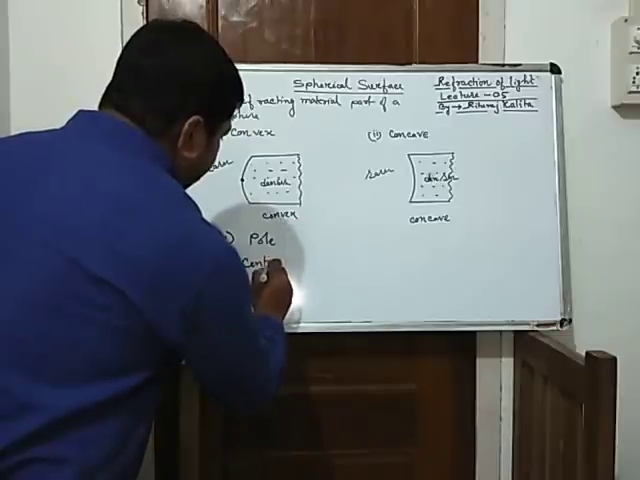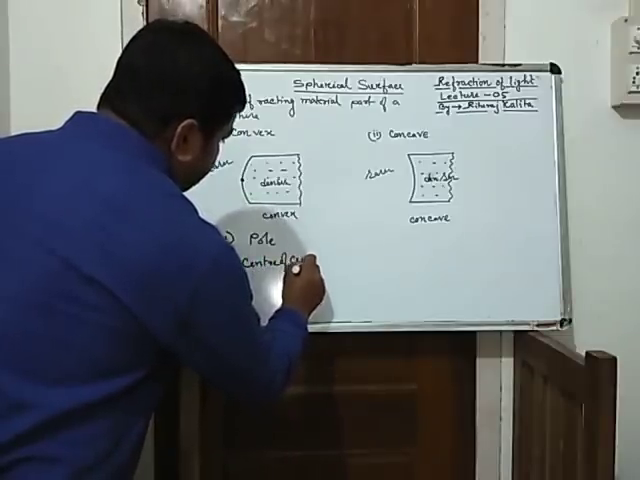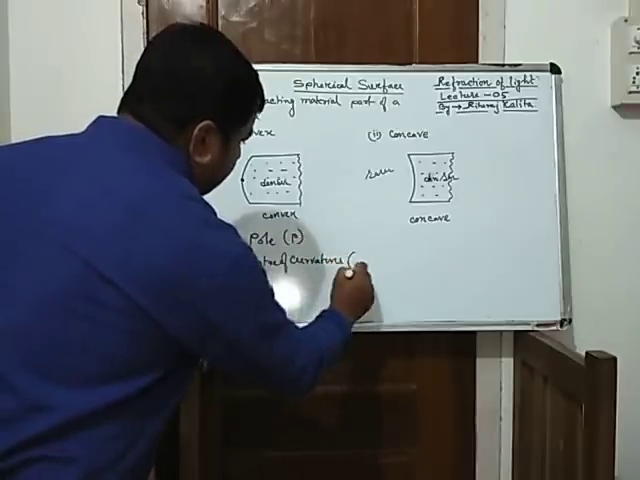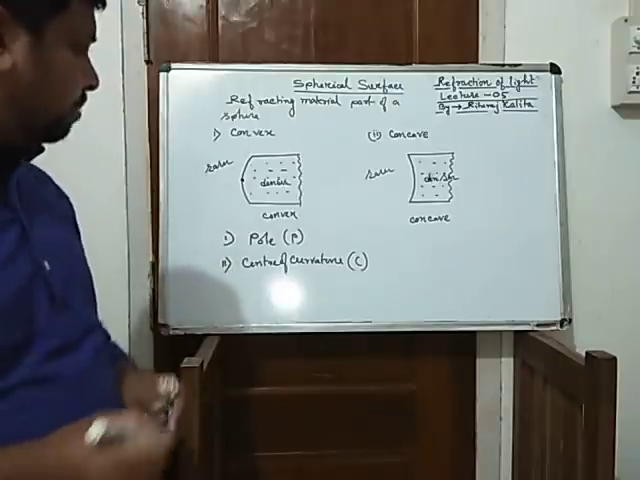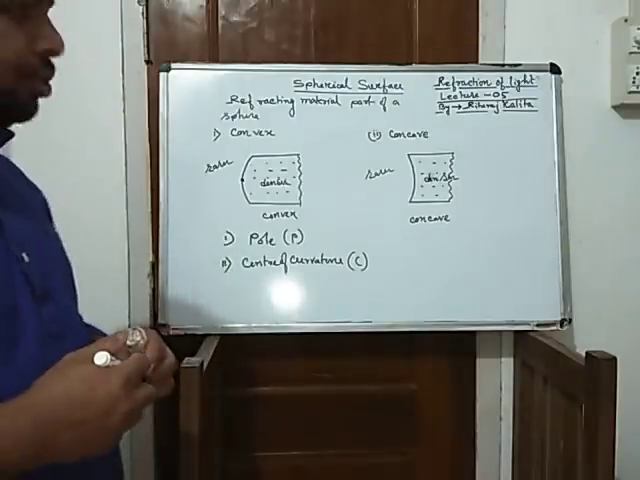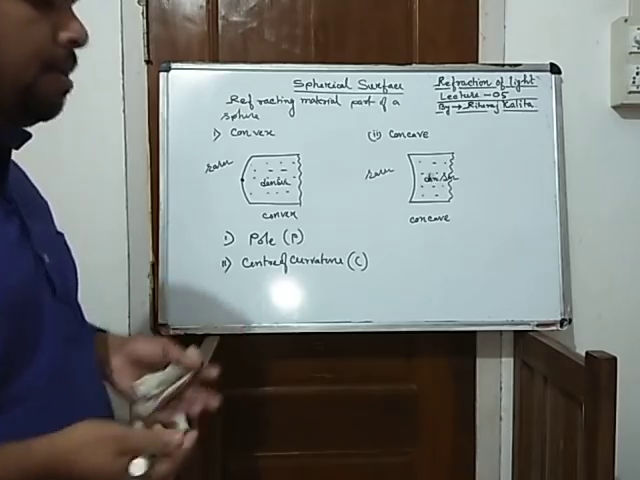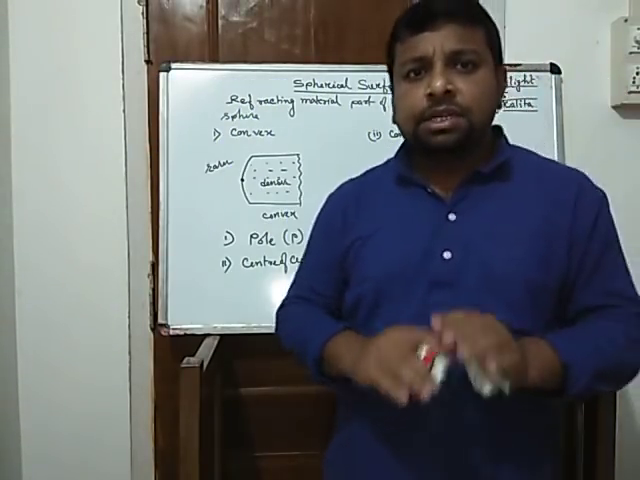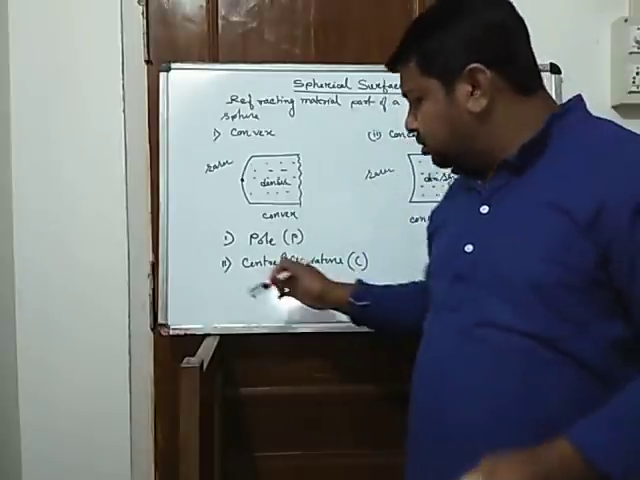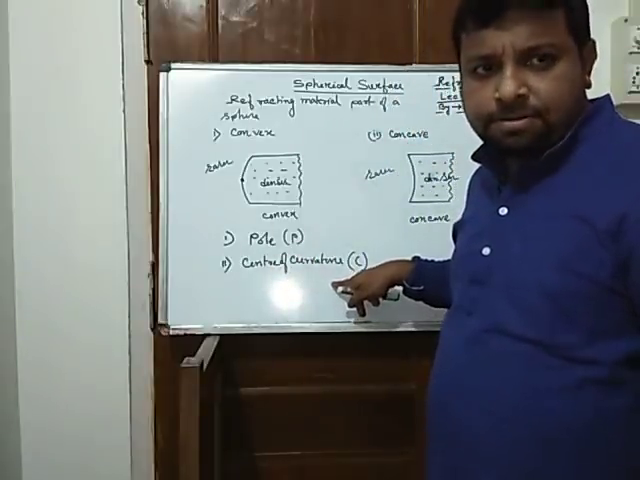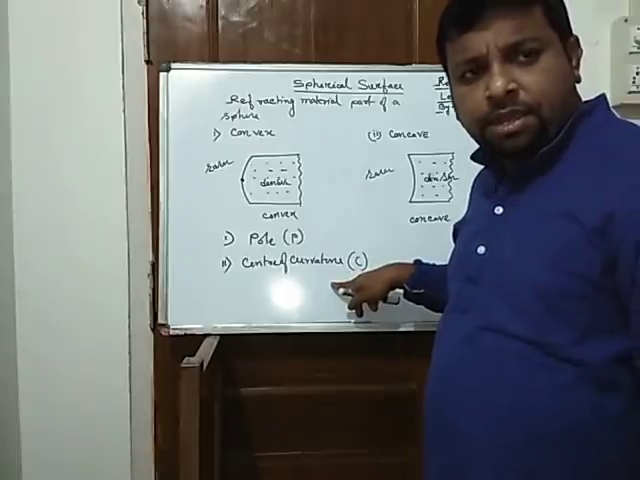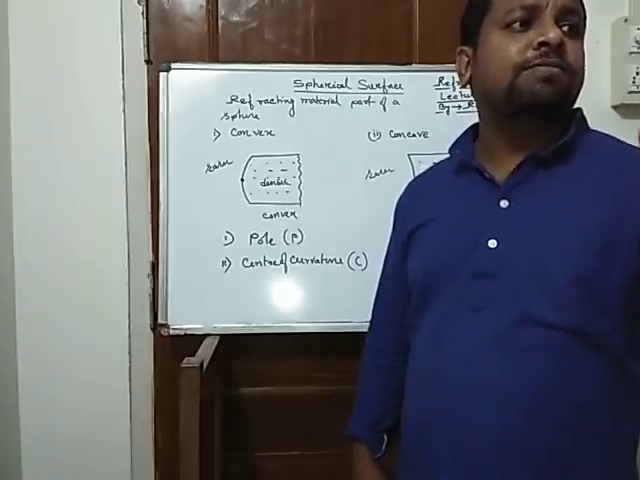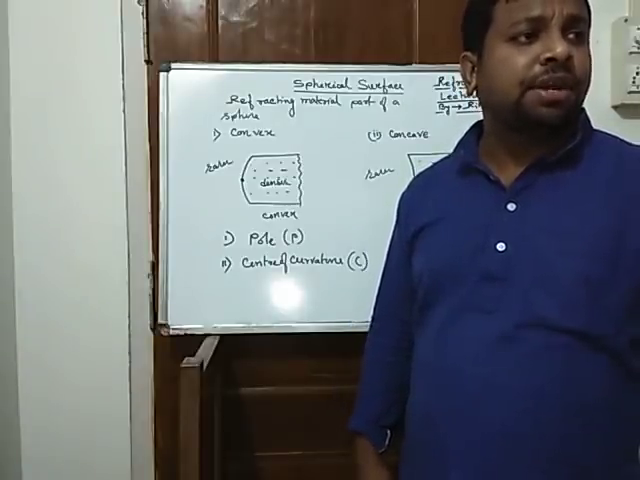Okay, so next point, center of curvature. Pole is denoted by P, center of curvature is denoted by C. Center of curvature means, we know the spherical surface is a part of a sphere. The center of the sphere is known as center of curvature. Similarly, the radius of the sphere is also known as radius of curvature. That means radius of the spherical surface.